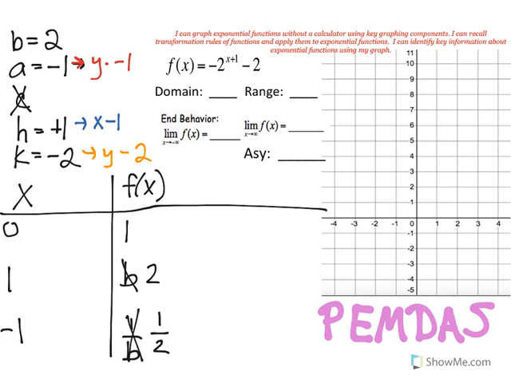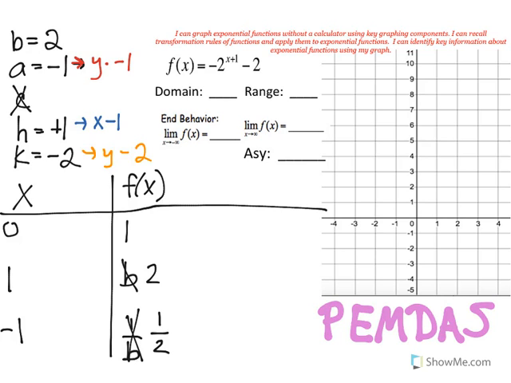We have a base of 2. Our A term is a -1, which means it is a vertical change. Specifically, it is a vertical flip, meaning all of my y values have got to be changed. They've got to be multiplied by -1. I have an h term, which is +1. Remember, that's backwards.